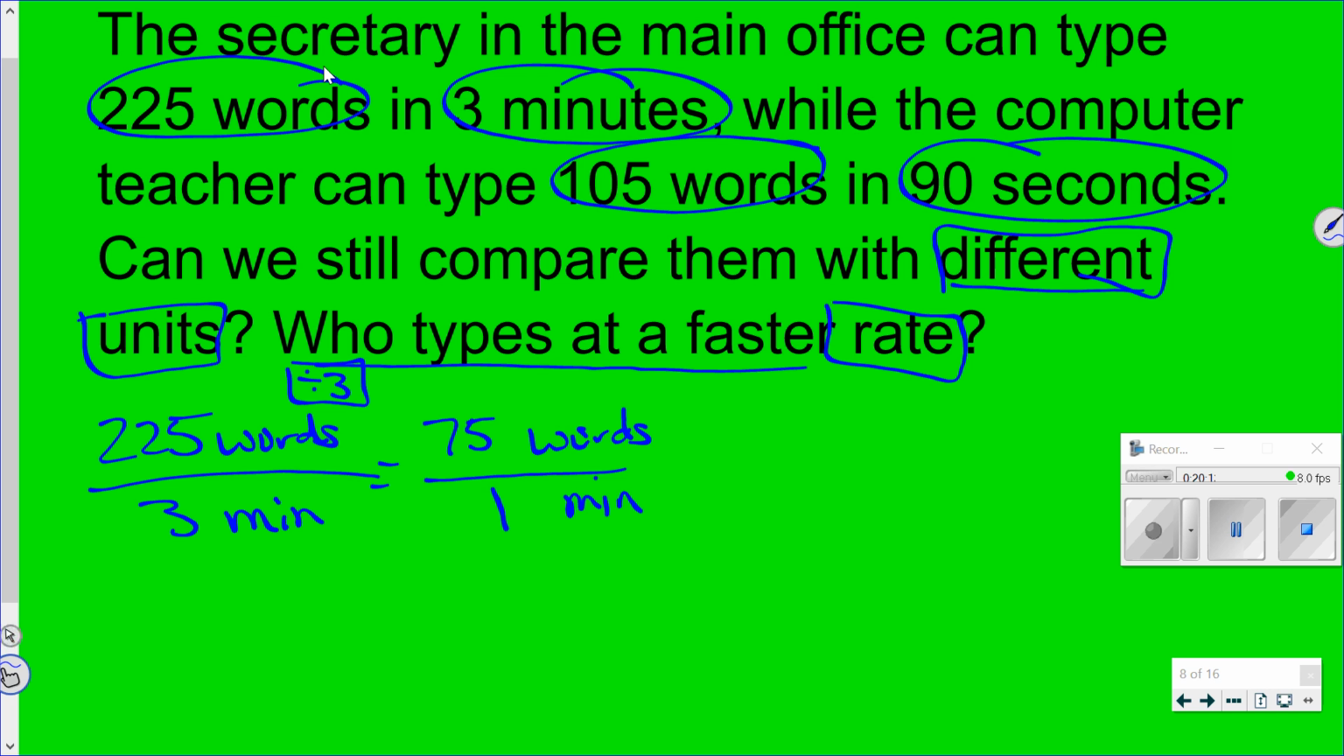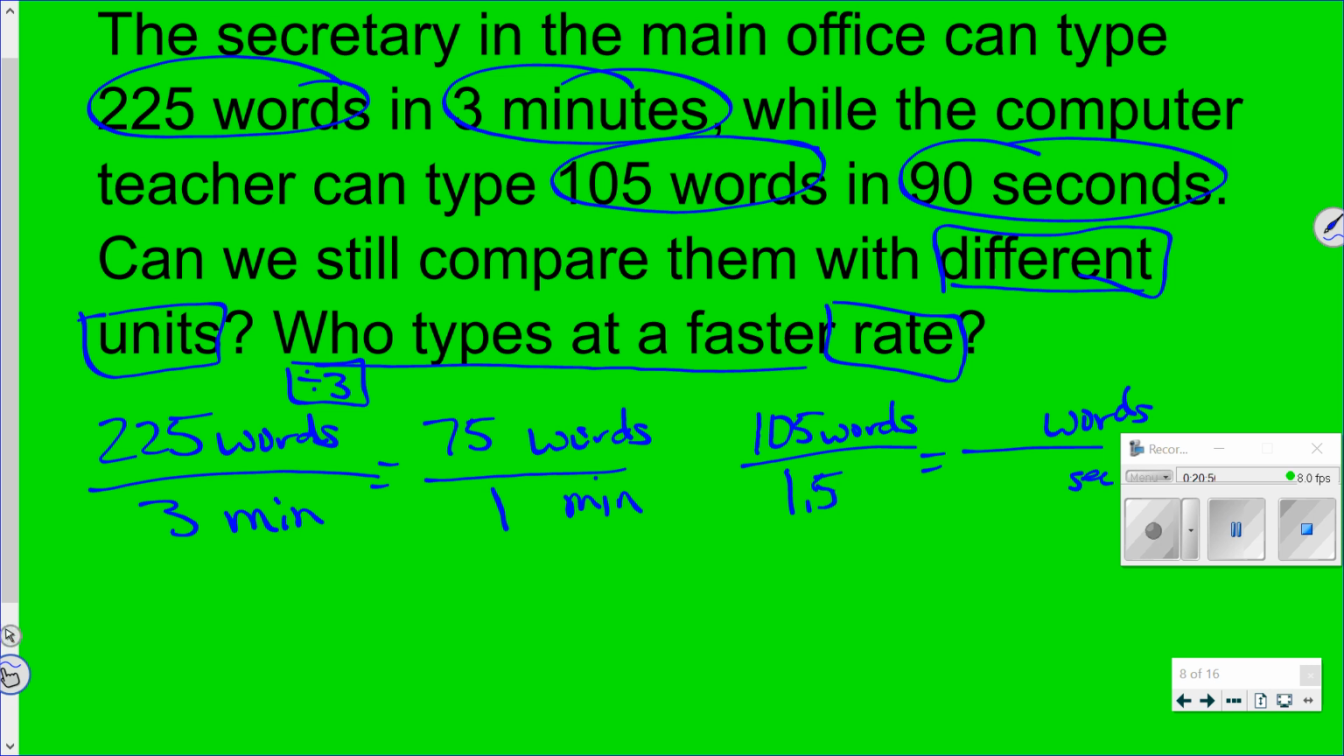And the other one, the computer teacher does 105 words in 90 seconds. So I write it down and I say words in seconds. But who saw the issue right away? What is he comparing here? Minutes. So what do I need to do here? You need to change it to minutes, right? So I can change that. How many minutes are in 90 seconds?